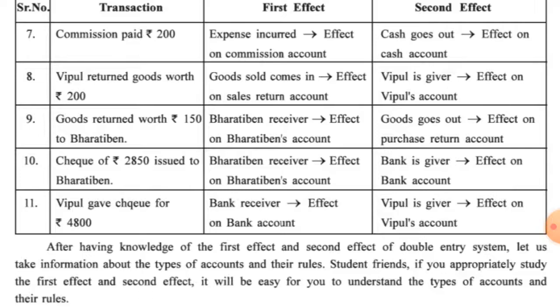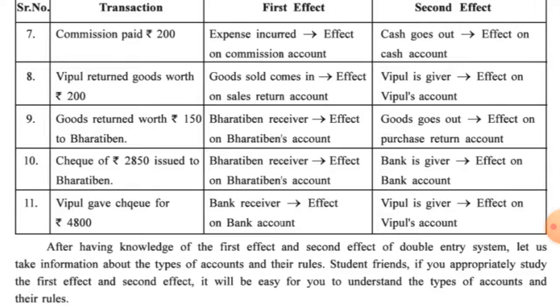Next one, check of rupees 2850 issued to Bharti Ben. Now, whatever the credit transaction that we had done with Bharti Ben, in return of her dues we are making the payment of rupees 2850. So Bharti Ben is the receiver of that amount. So Bharti Ben's account will be affected. Second, we are making the payment through check, so our bank balance will be reduced. So the second effect would be on the bank account.